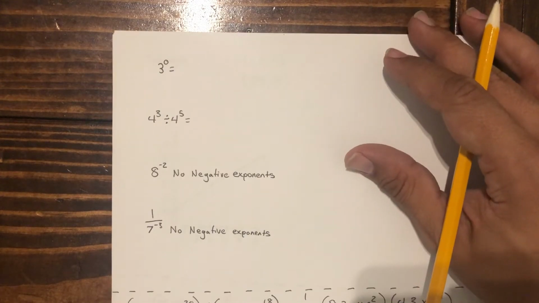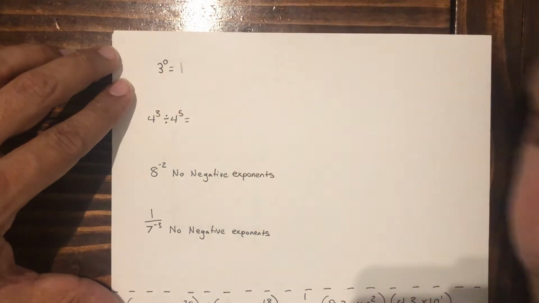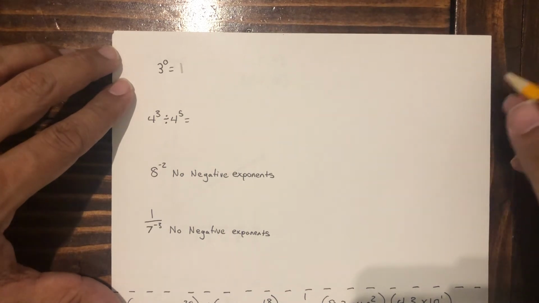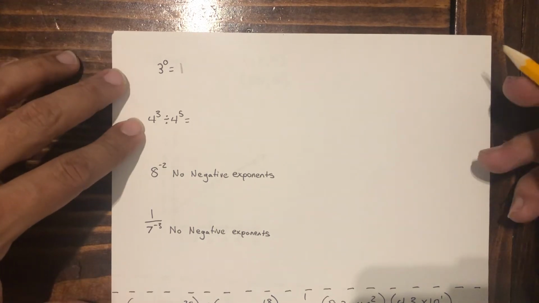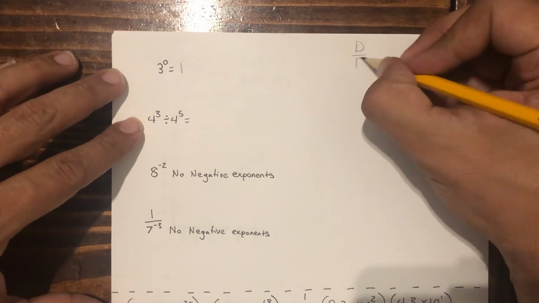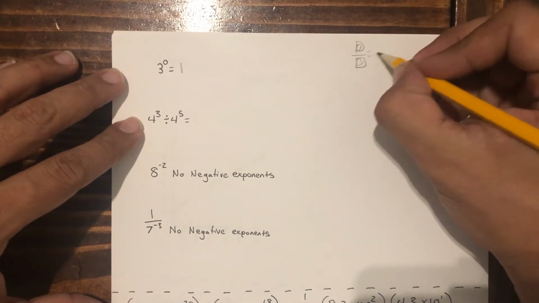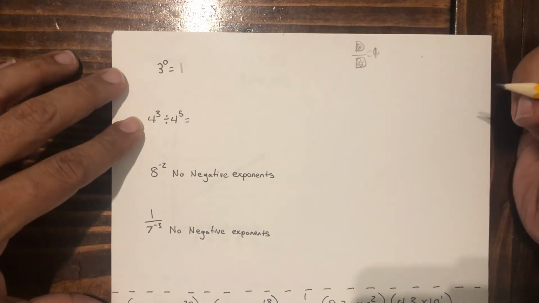All right, let's talk about this. Okay, so what is 3 to the power of 0? Any number to the power of 0 is 1, except for 0. 0 to the power of 0 is 0. Why? Because anything to the power of 0 is the number divided by itself. That's why 0 makes 0. But any other number, like 5 divided by 5, is going to make 1.